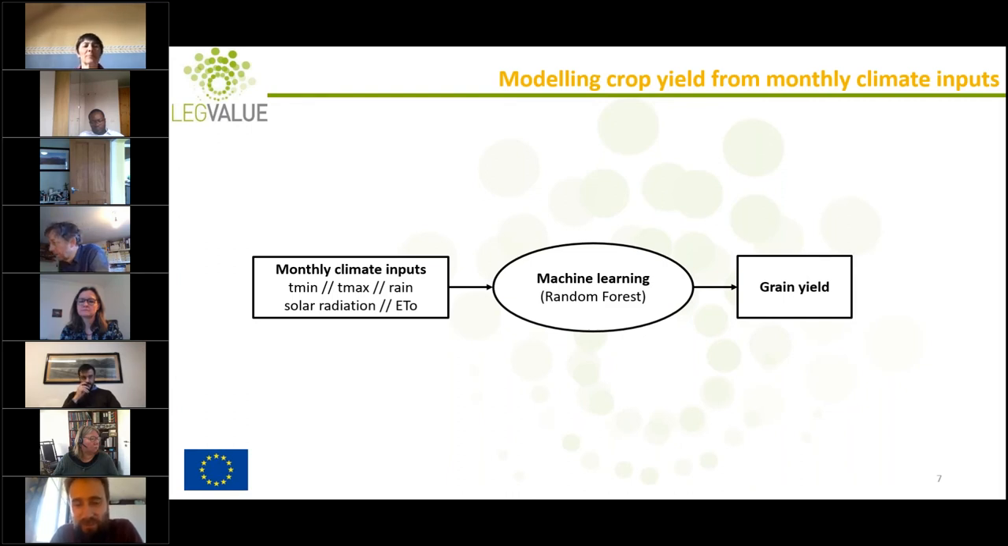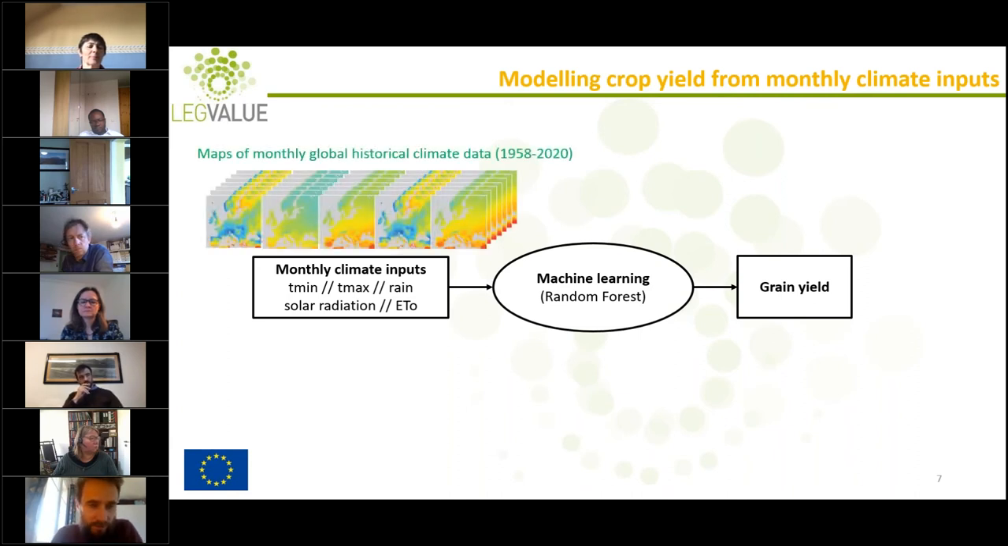So the next step was to model the grain yield of our grain legumes as a function of climate. And for that, we used the monthly global historical climate data set. And we used from that data set five variables that are relevant to crop growth, and which are the daily minimum and maximum temperature, the rainfall, solar radiation, and the reference evapotranspiration.